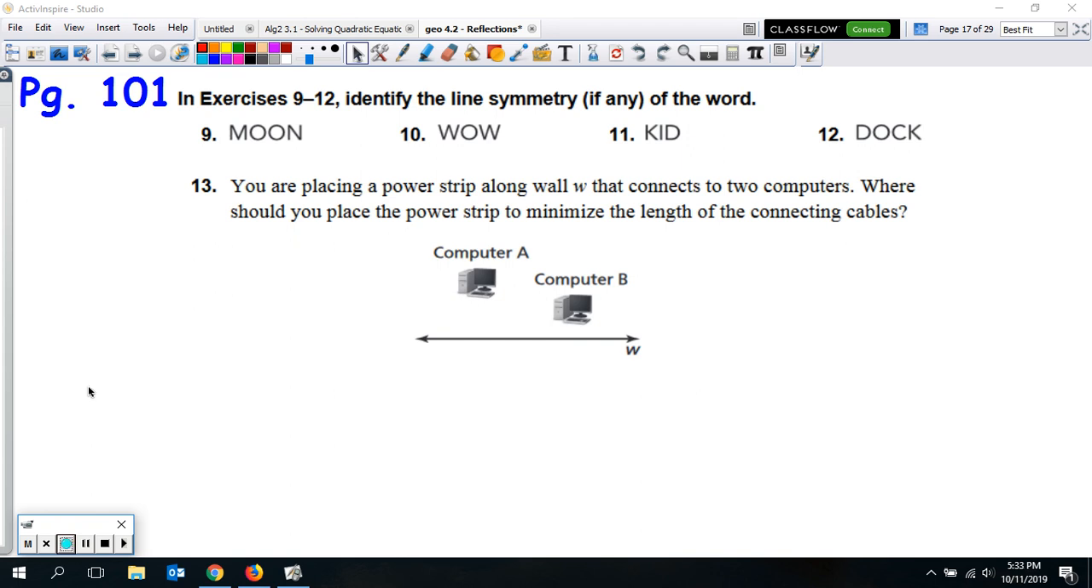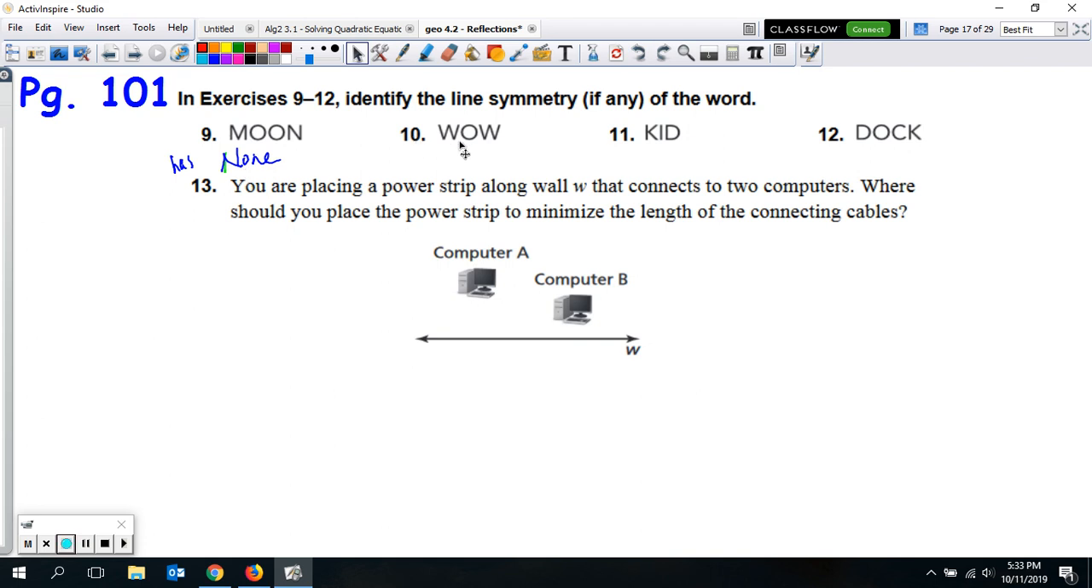So on the word moon, does it have line symmetry? Is there any way that you could draw a line through this word, usually either horizontally or vertically, where it would map onto itself if you folded it? And it doesn't look like it. If you draw it this way, that's not going to work. If you drew it this way through the middle, it's not going to work there either. So for 9, it has no line symmetry. You could say it has none on that one.